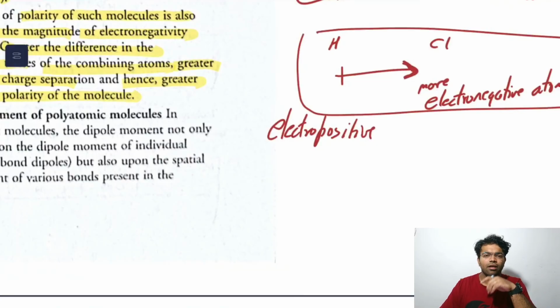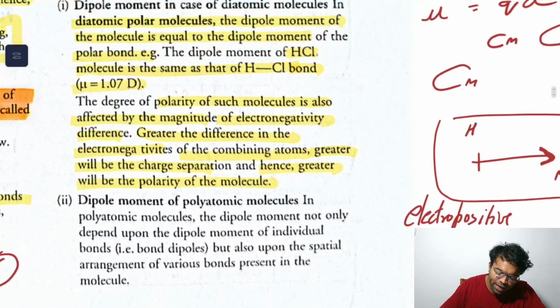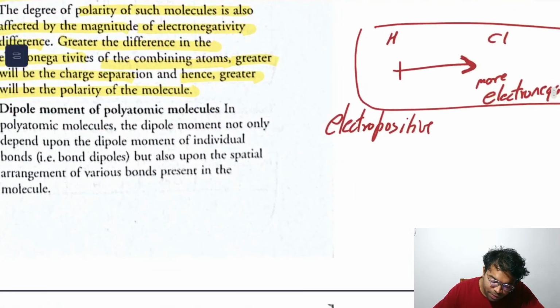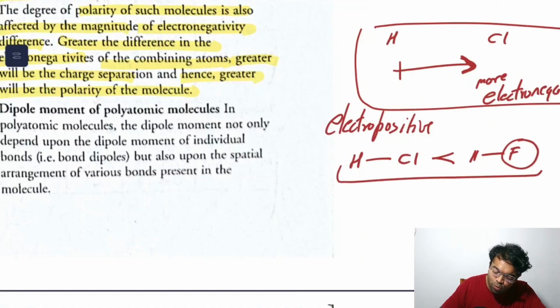Drupad, what was Pauling's electronegativity formula? Okay, next. This is for diatomic molecules. So he is trying to say that the polarity, the dipole moment of HCl will be less as compared to HF, because fluorine is a more electronegative element as compared to chlorine. Okay, did you understand this logic? Shall I move on?